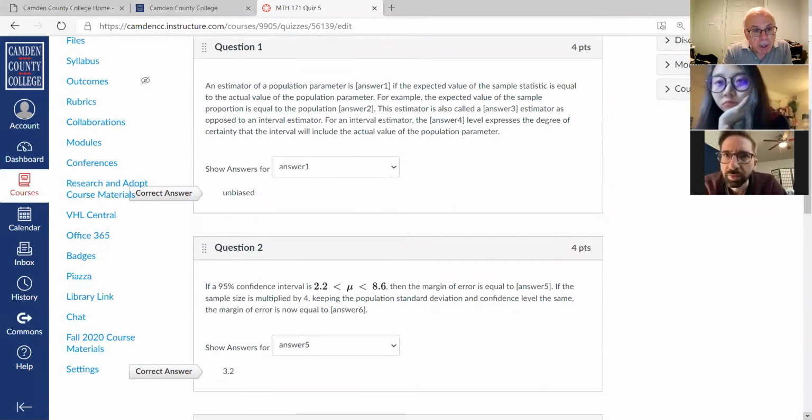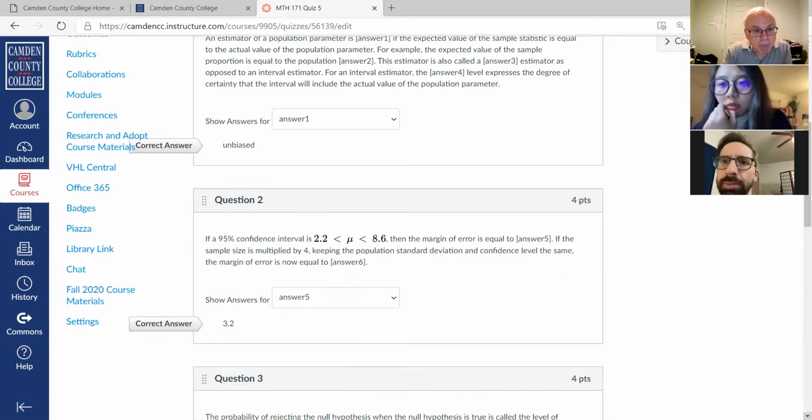All right, so I think everybody did okay in the first question. The idea is that the estimator of a population parameter is unbiased, and the expected value of the sample proportion is equal to the population proportion. The estimator is also called the point estimator as opposed to interval estimator. For an interval estimator, the blank level expresses the degree of certainty that the interval will include the parameter. That's the confidence level. I think all of you did okay with that.